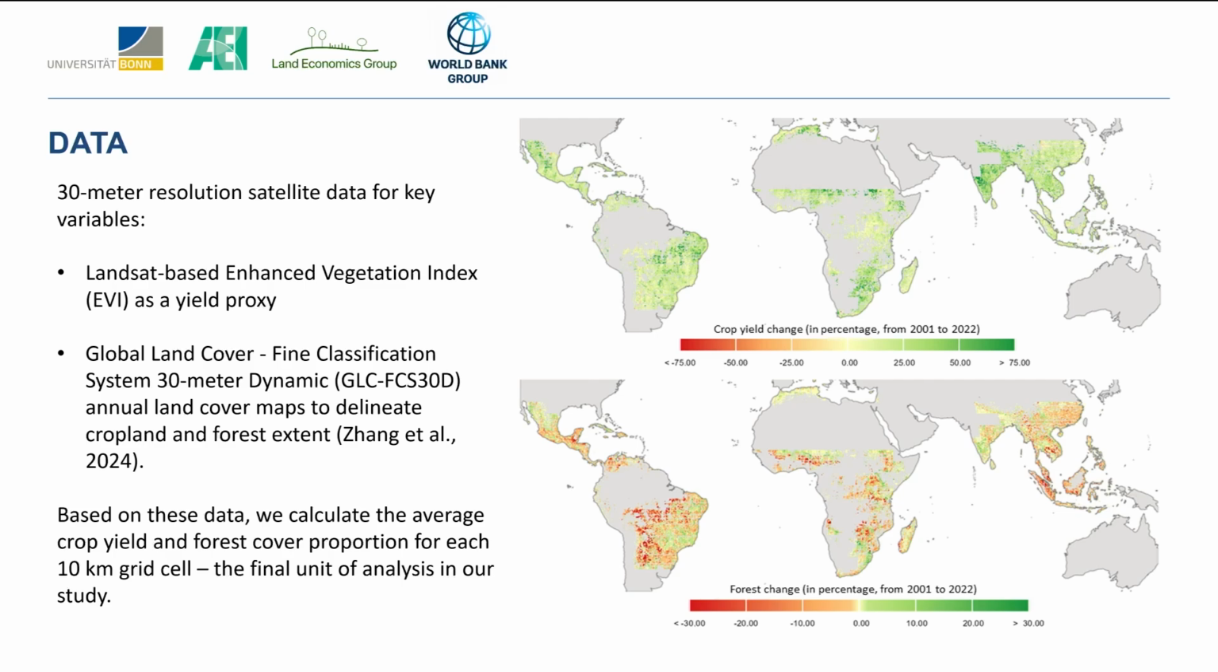Our main data is 30-meter resolution, but then later for the analyses, we aggregate that up to 10 kilometers so we can see the spillover from the cropland to the nearby forest. So all our data looks at these frontier regions where there is some cropland and some forest, and then what happens to the forest if things change on the cropland.